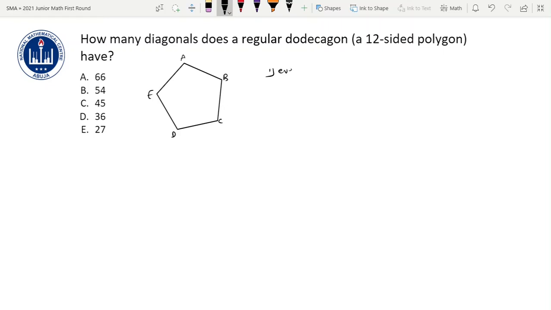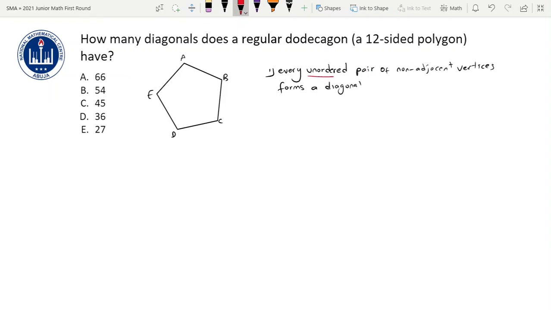So every unordered pair of non-adjacent vertices forms a diagonal. Okay, so before I continue, I'll just explain some things here.